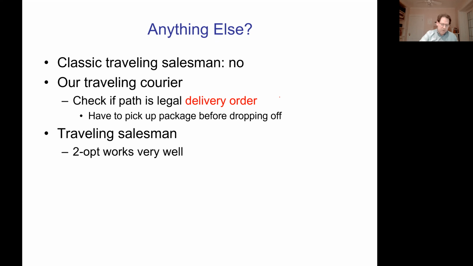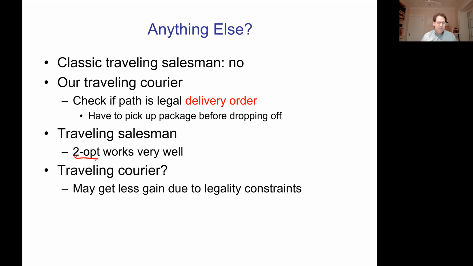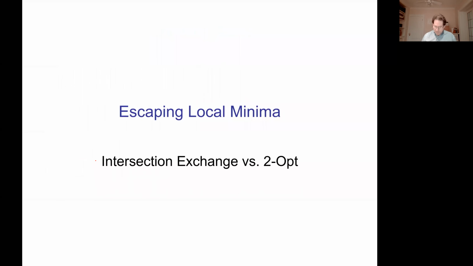So for traveling salesman, two-opt works very well. Okay, it's a very powerful perturbation heuristic. For traveling courier, it's not a bad heuristic, but it's a little harder to say. We may get less gain because of these legality constraints, because a lot of the two-opts, these path perturbations that we can make, will actually result in something that's illegal. So it may not work quite as well, but still worth thinking about.